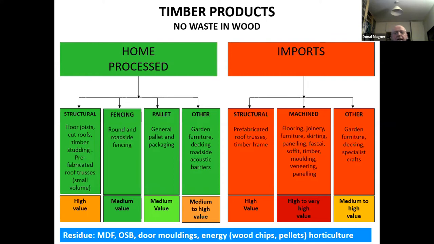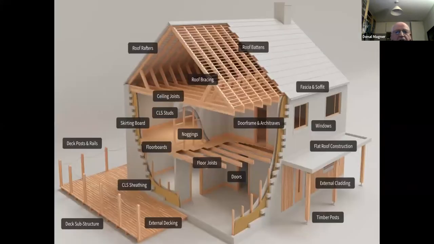The imports are still in the hardwood areas and in the prefabricated roof trusses. I'll also discuss that later on. Because we've literally no sizable hardwood market here, we depend totally on imports for that, but we're self-sufficient in softwoods. This is your normal house, this is a timber frame cut house. And at the moment, this is a major market for the sawmills.